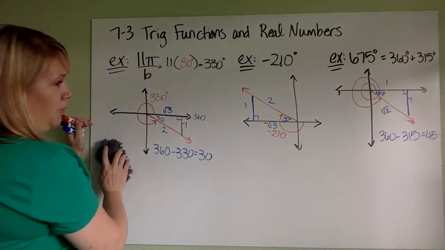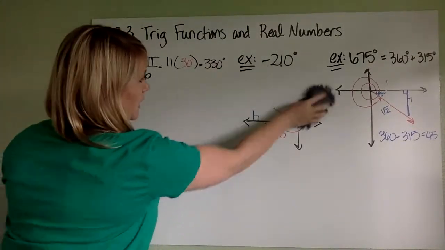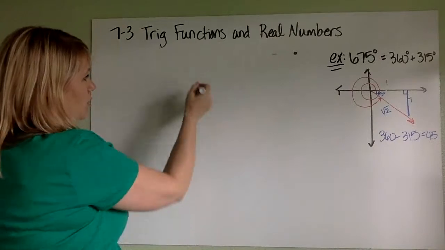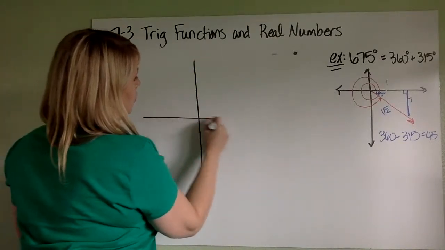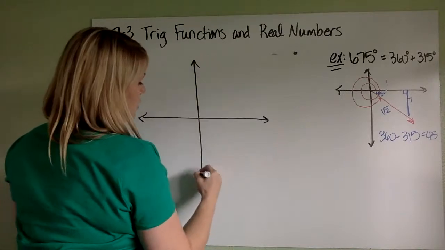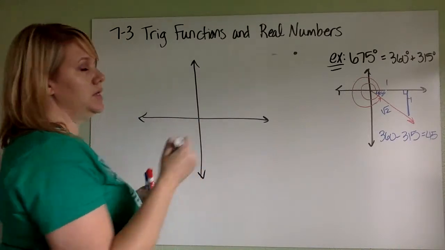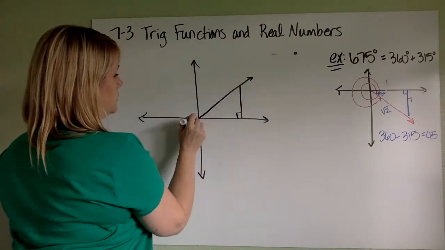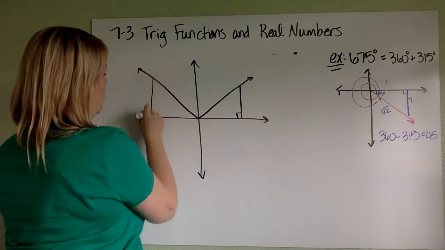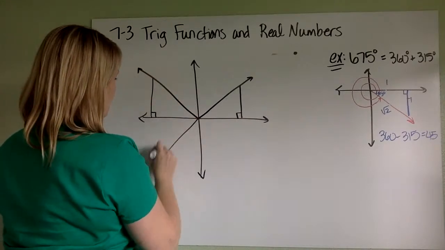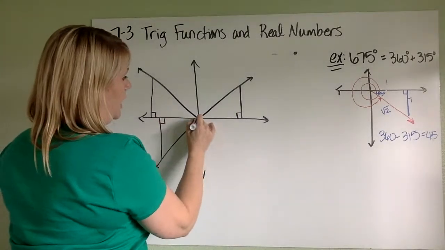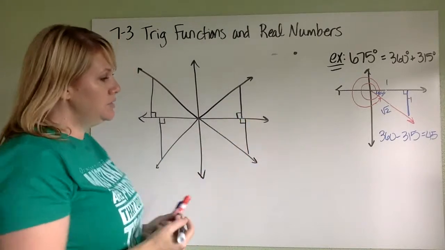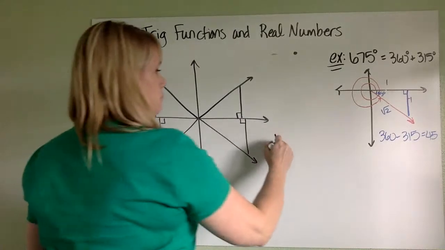Okay, so I want to show you what I call butterfly wings. One of the biggest mistakes students make is they draw the reference triangle to the wrong axis. You want to make sure that your reference triangle is always drawn to the nearest x-axis. So if I have an angle in any one of the 4 quadrants, the triangle should always go like that. And so this is what I refer to as butterfly wings.